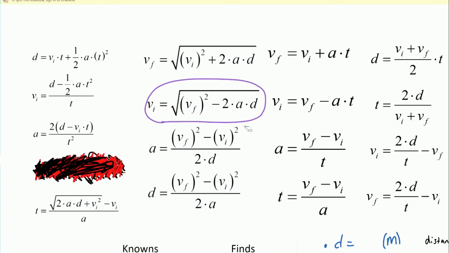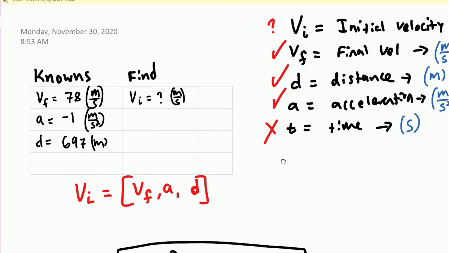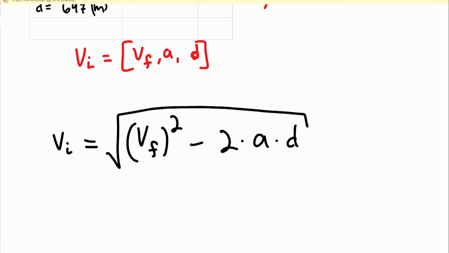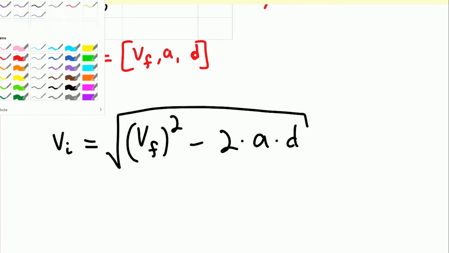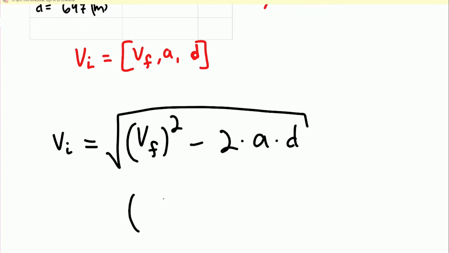Okay. So if you're cool with that, let's do this. That's my equation. And anywhere that I've got a variable, I'm going to put open, empty parentheses.